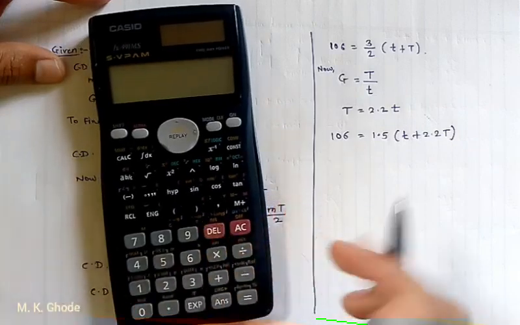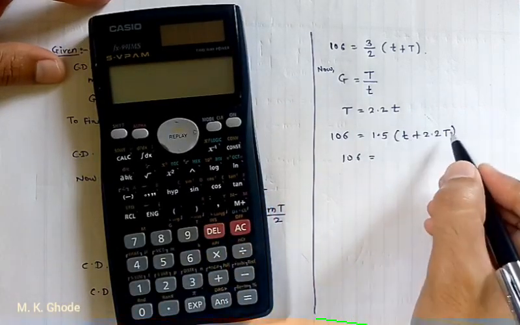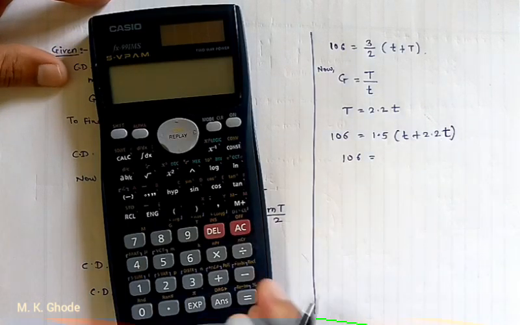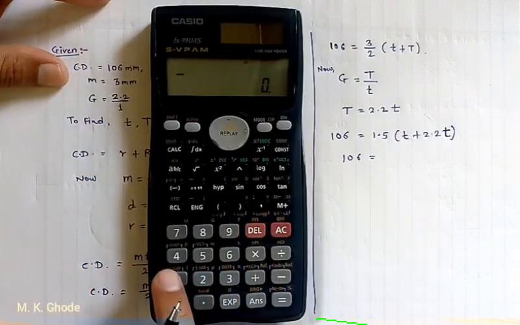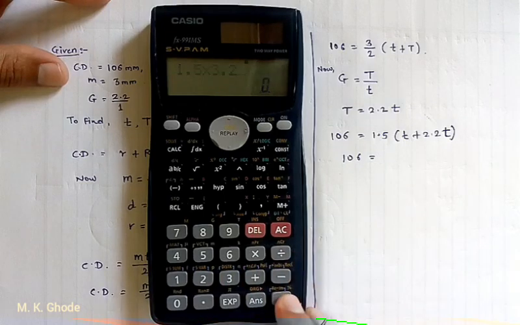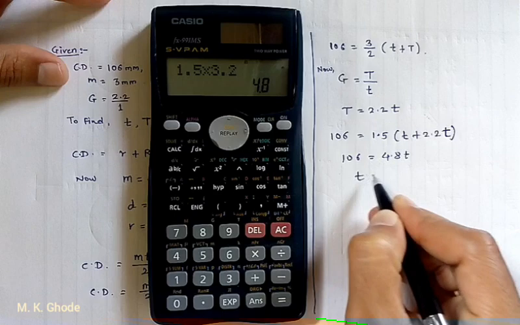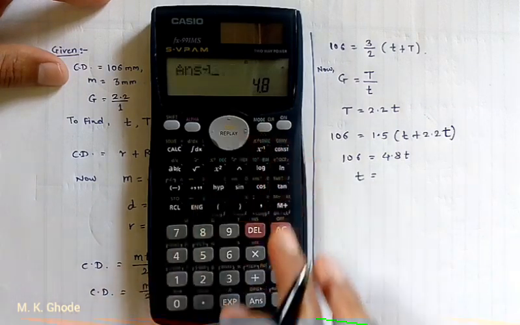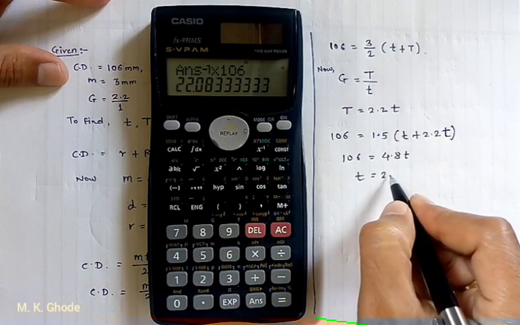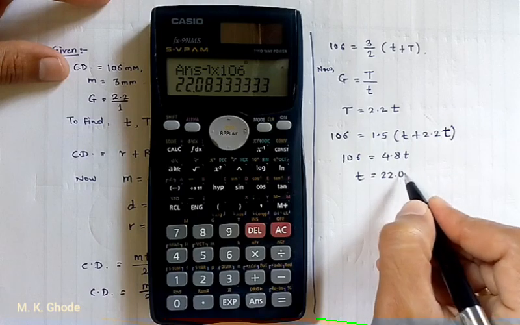So here 106 is equal to 1.5 into the addition of this, sorry, here it is small t, so it is 3.2 small t. 1.5 into 3.2 is 4.8 times small t. So small t is equal to 22.08.